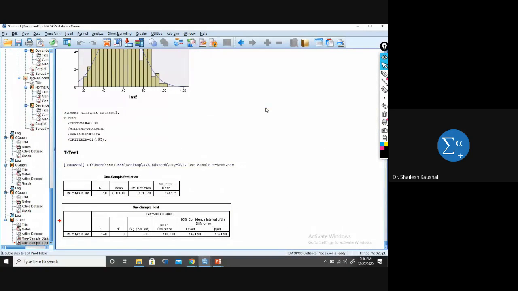So what is the p value? What is the mean value? My population mean was 40,000 and the sample mean is 40,100. It is different but not significant. Who will tell us whether this difference is significant or not? This p value. What is the p value? It is greater than 0.05.